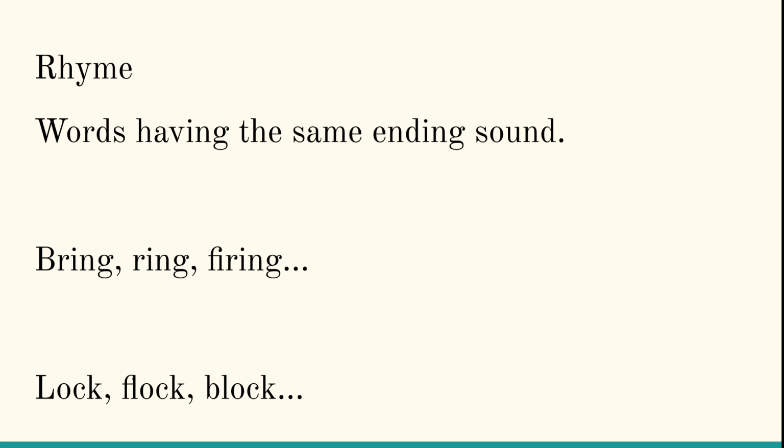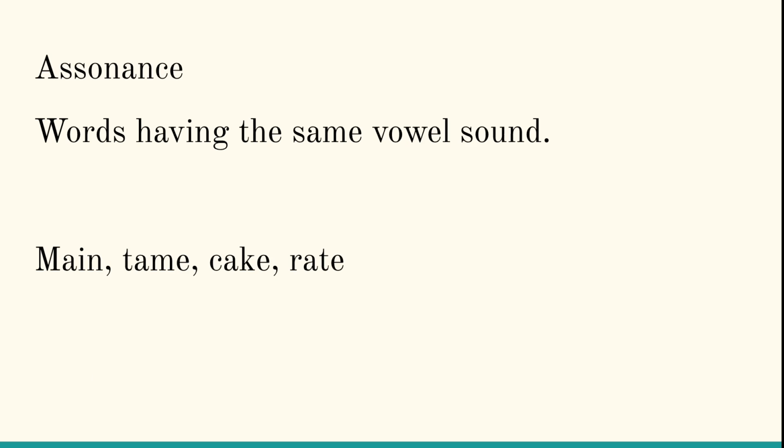The second poetic device is rhyme, which you are all very familiar with. Words having the same ending sound. Bring, ring, firing. So ring, ring, ring is repeated. Lock, flock, block. So lock, lock, lock is repeated. So the ending sound is the same when we have rhyme. Assonance, words having the same vowel sound. When we have the same vowel sound, it is called assonance. Main, pain, cake, rate. So A sound is repeated in all these 4 words.